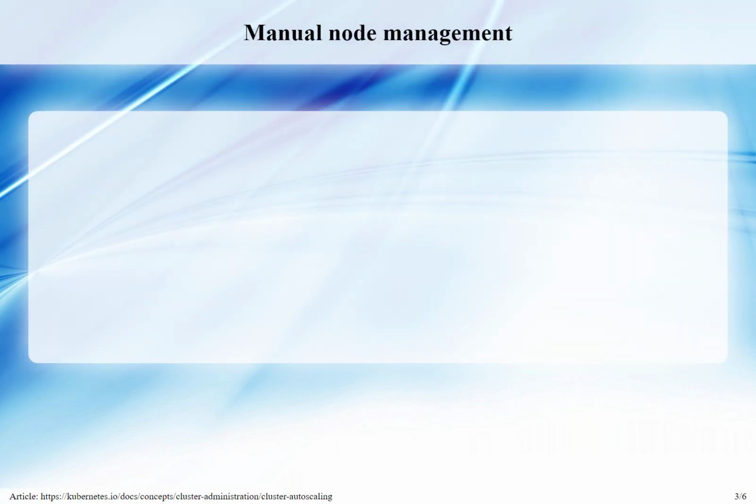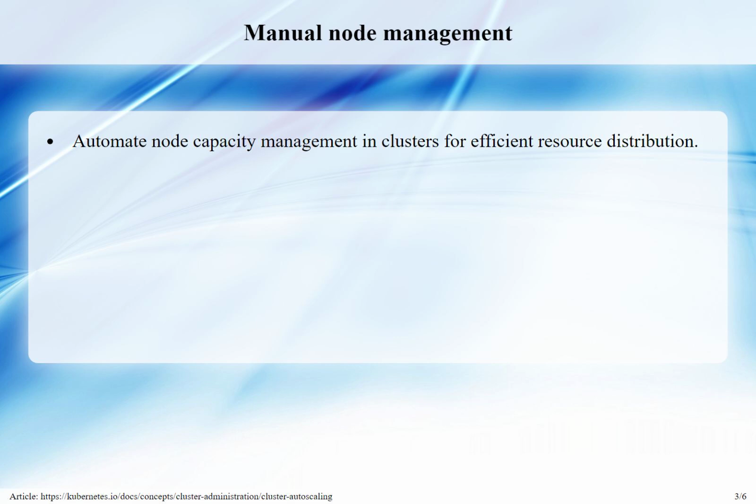Manual node management. The text discusses two approaches to managing node capacity in a cluster: manually setting a fixed number of nodes or automating the management of resource allocations like CPU and memory. While manual management allows for manual setup and automated provisioning, the next step for efficiency is fully automating node capacity management, ensuring optimal resource distribution without manual intervention.